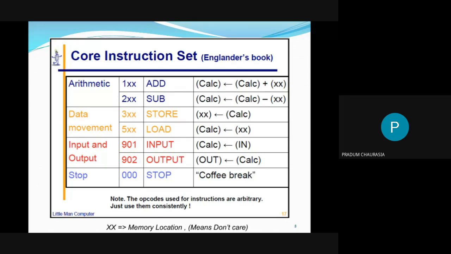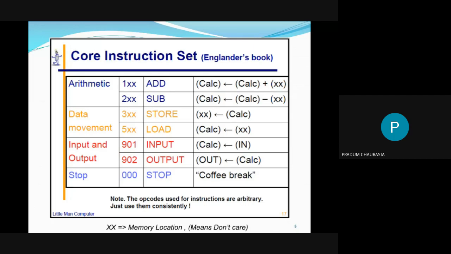The code is 1, and XX denotes the memory location, right? So whenever he sees 1, the little man understands it's adding. XX means I have to take something from memory for adding, and the value to be added is stored in XX. You may think there should be two values, right? One value is by default already in the calculator screen. That's very important. You need to add another value from the location XX.